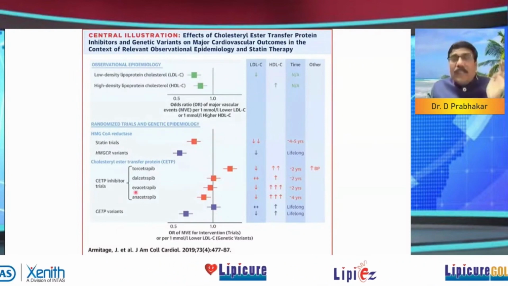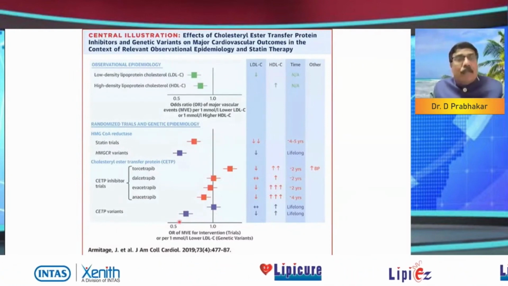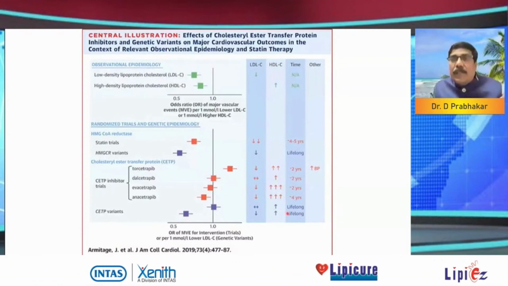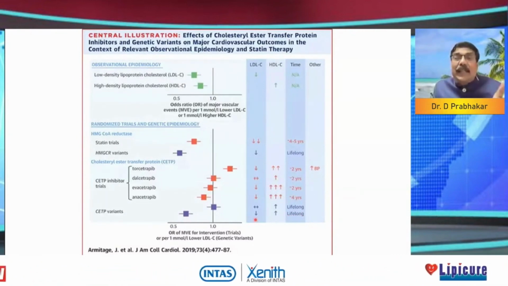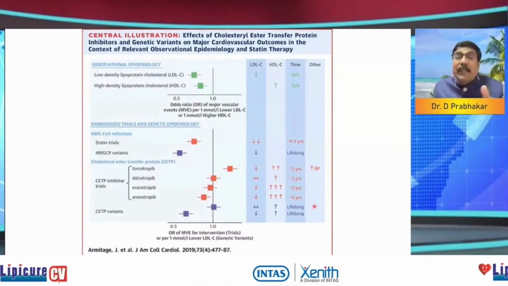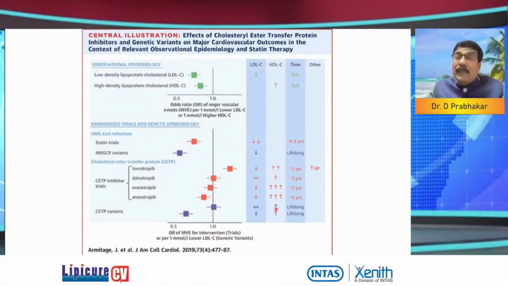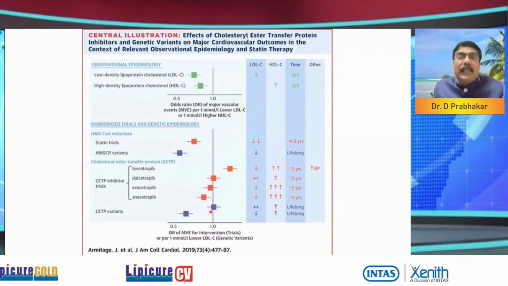Now look at the CETP inhibitor trials. Let's look at the CETP variants. There are two kinds of variants. One where there is an increase in HDL and a reduction in LDL, and that is effective. But there are some variants where there is only an increase in HDL without a change in LDL, and there is no benefit.